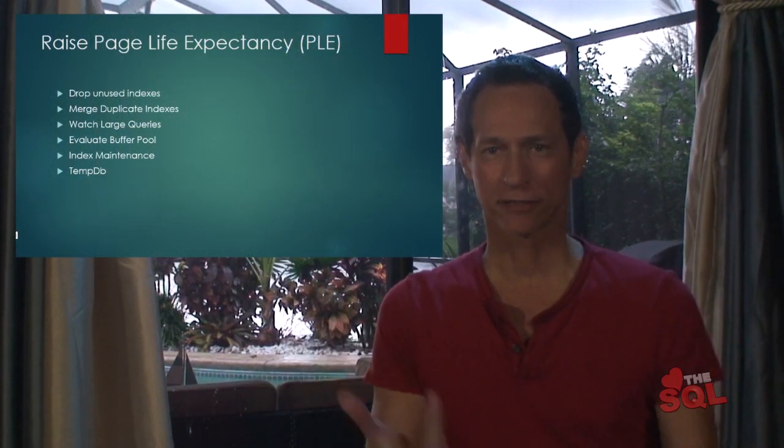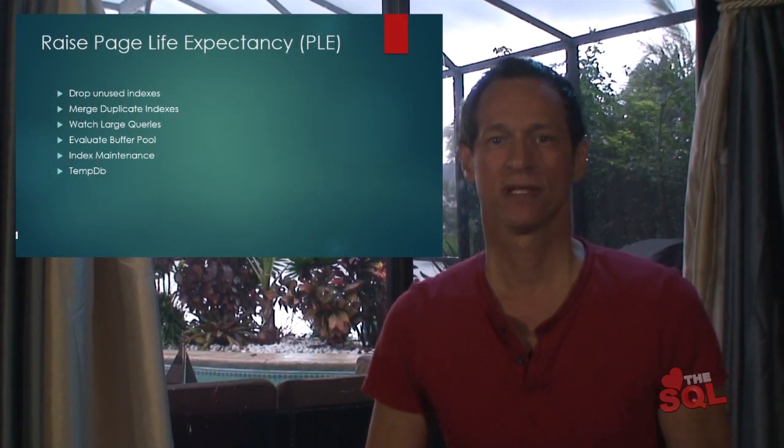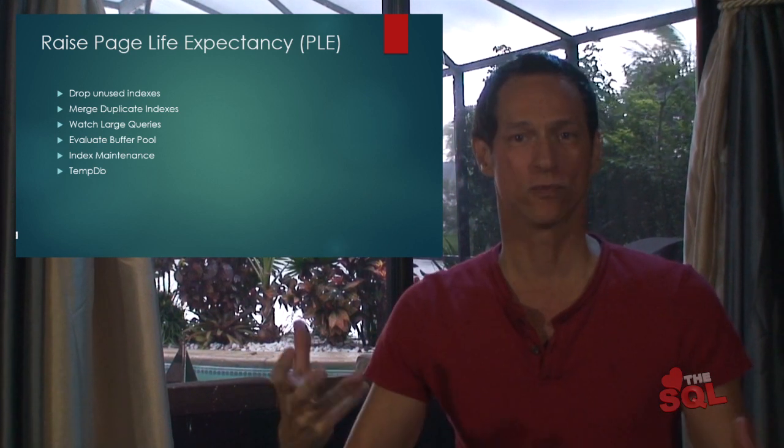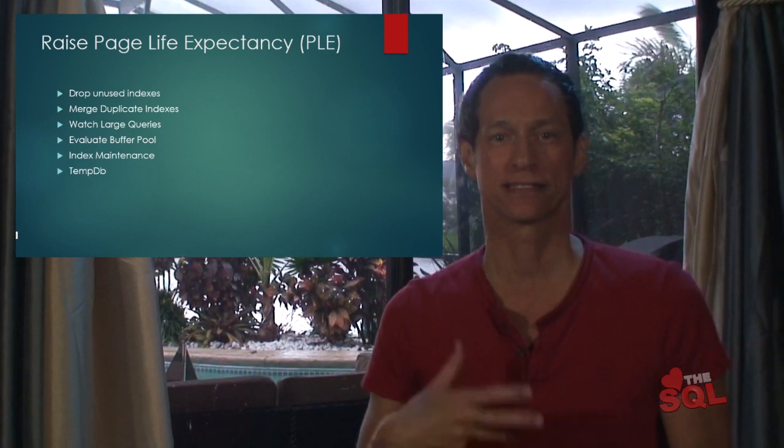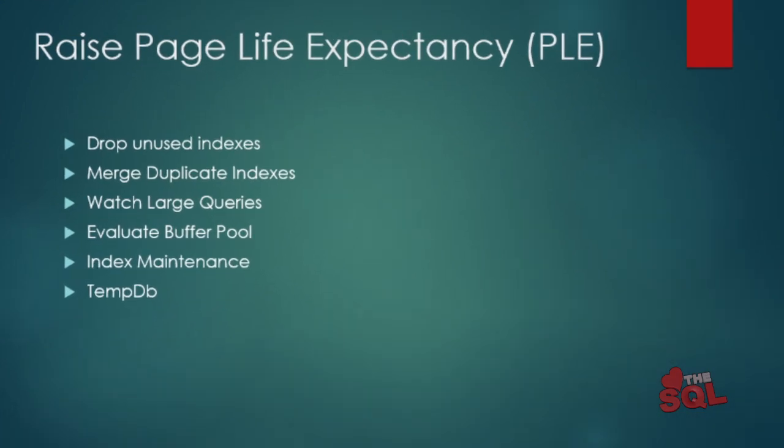So, your PLE is all out of whack. What do you do? Well, again, lots of research on the internet, but some of the things you might try is to drop unused indexes, merge duplicate indexes, watch out for very large queries, and evaluate the buffer pool. Index management is something to look at.